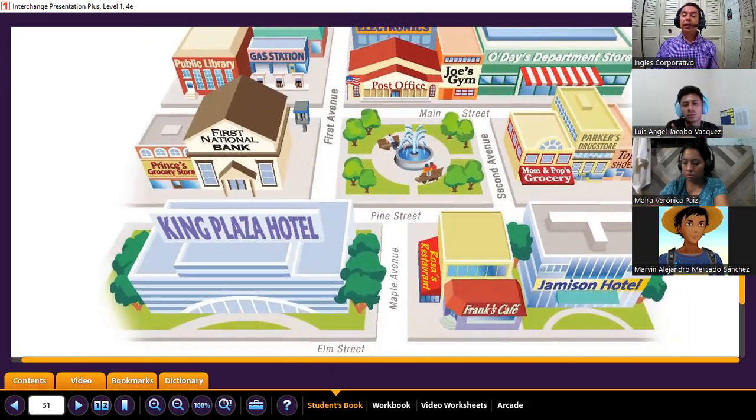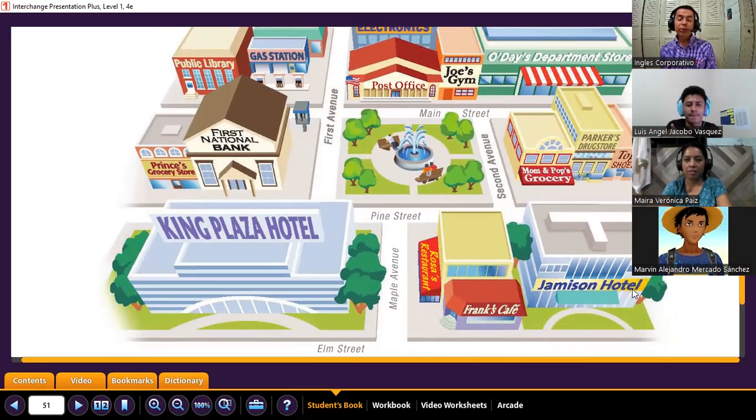Okay, good. We have Jameson Hotel and the King Plaza Hotel, right? Then we have a little eatery, a place that sells pupusas. Rosa Restaurant, right? You can also buy semita there. France and Café. Luis's Café. Alejandro's Café. You see, so those are some places.